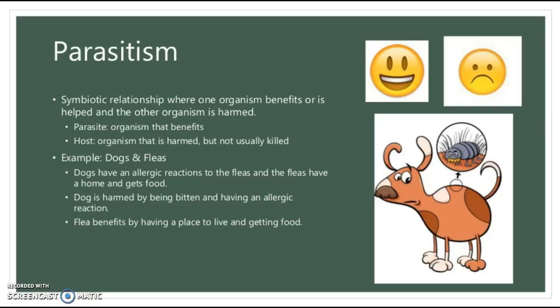My example here is probably one you're familiar with. Dogs and fleas. Dogs have an allergic reaction to the fleas, and the fleas have a home and get their food. The dog is harmed by being bitten and having that allergic reaction. The flea benefits by having a place to live and getting its food.